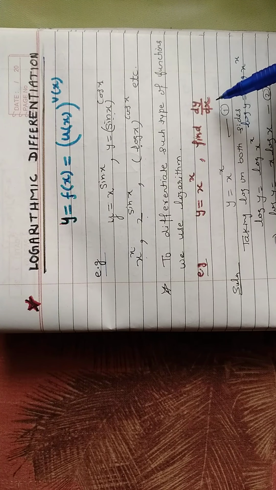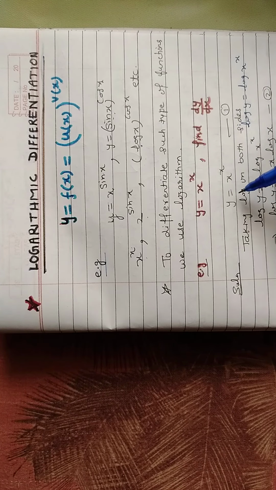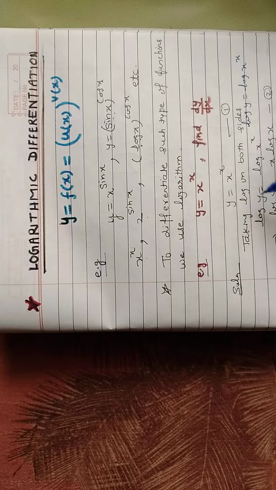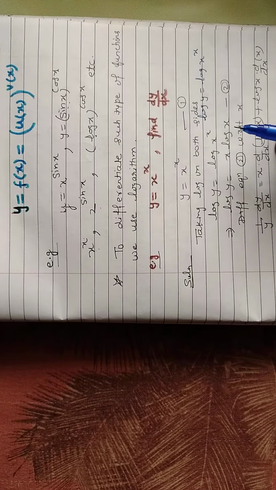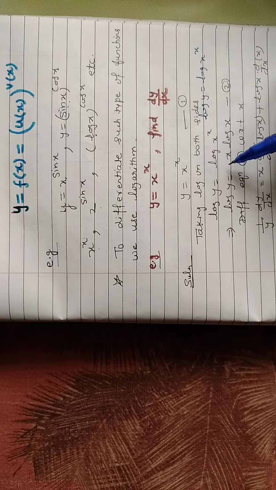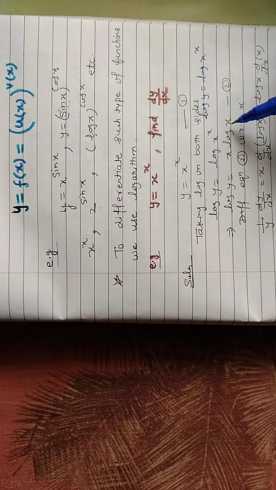it is asked to find dy by dx. Then how will you find dy by dx? y is equal to x raised to power x. So the first step is you will take log on both sides. After taking log, it will become log y equals log x raised to power x. Then this x will come here according to the properties of log. So it will become x log x.